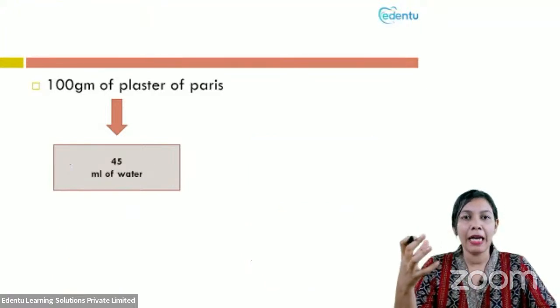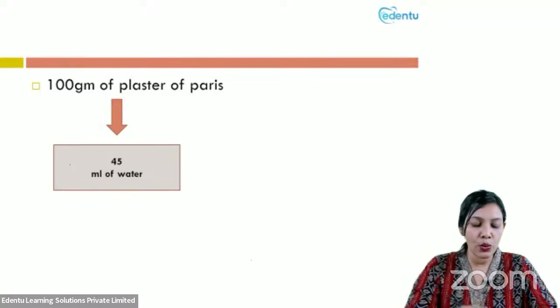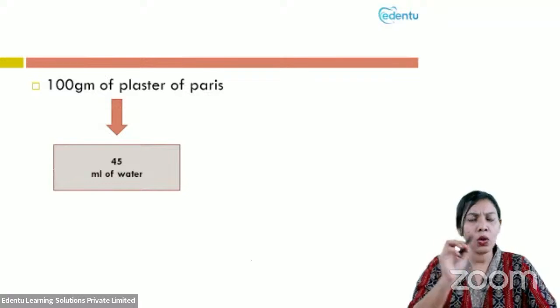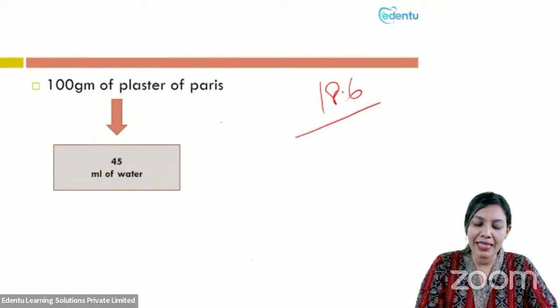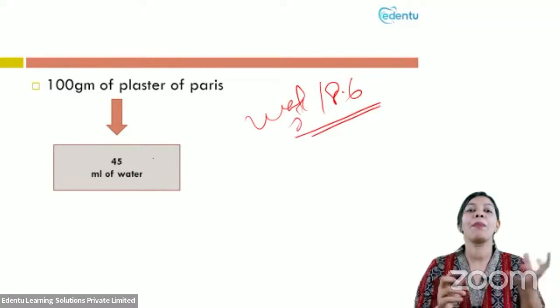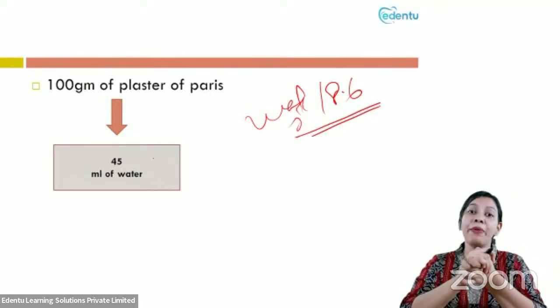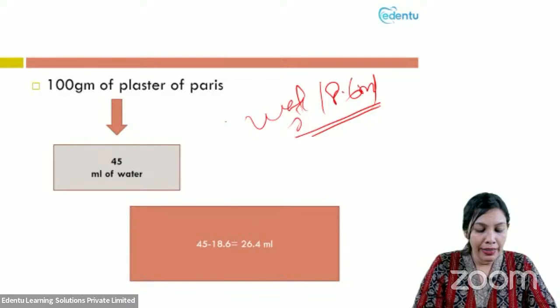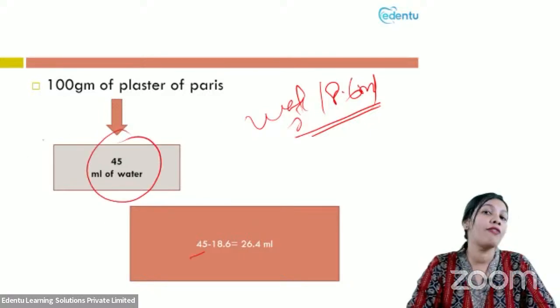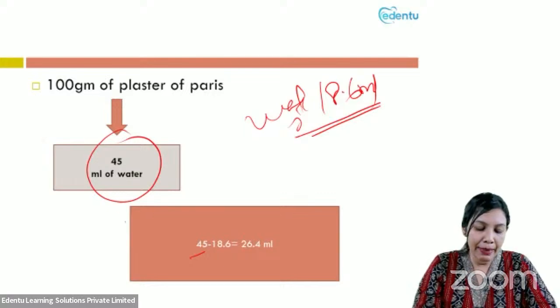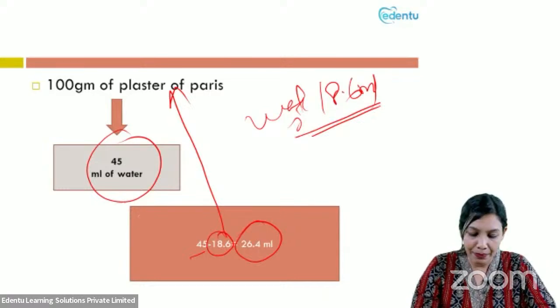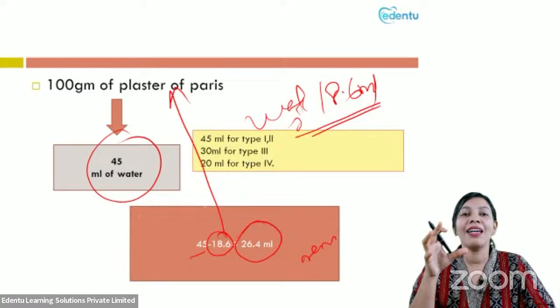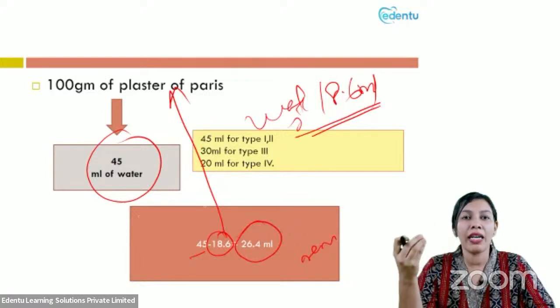Now, a new concept came. For 100 gram of plaster of Paris, we need to add 45 ml of water. We know that 18.6 is the water of crystallization, which means the plaster of Paris completely takes up 18.6 ml of water. The total water we gave was 45, and inside that, 18.6 is taken by the plaster of Paris. 26.4 ml is remaining. This is the remaining water that is present within the plaster of Paris after being set.